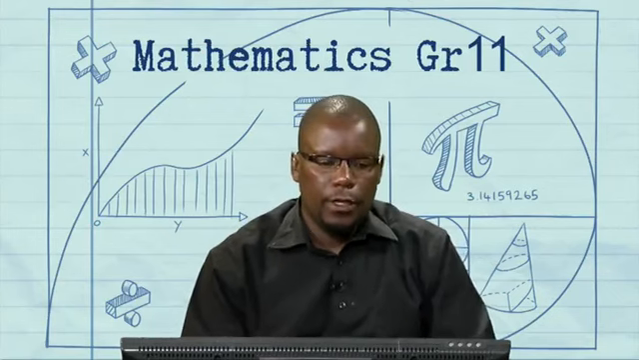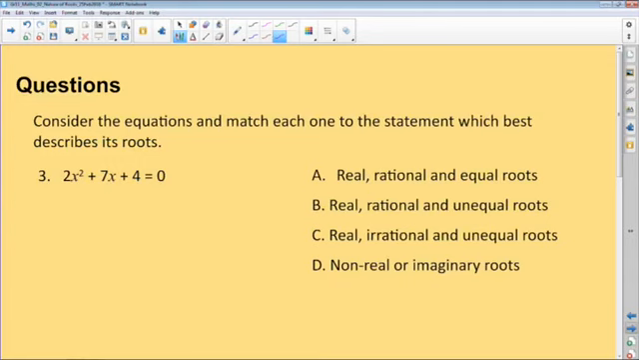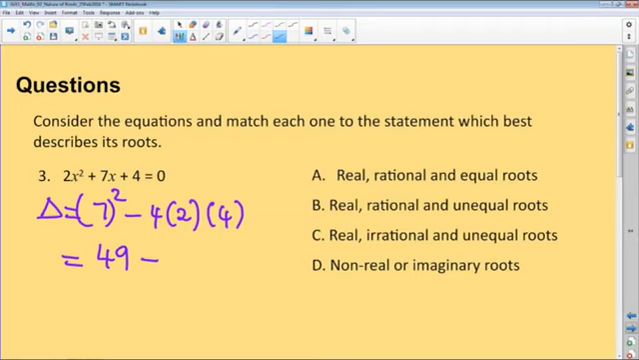Welcome back, grade 11s. We continue with our problems. Consider the equation and match each one to the statement which best describes its roots, okay? We said we're going to tell the roots by working out the discriminant, which is b squared minus 4ac. So that's 7 squared minus 4 times a is 2, and then your c is 4, which is 49 minus 16 times 2, that's 32. And then you get 17. Okay, so the discriminant is 17. It is positive, so you've got real roots, okay?